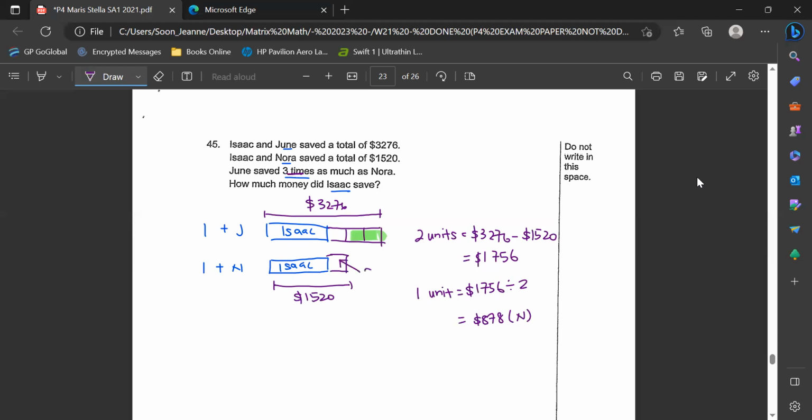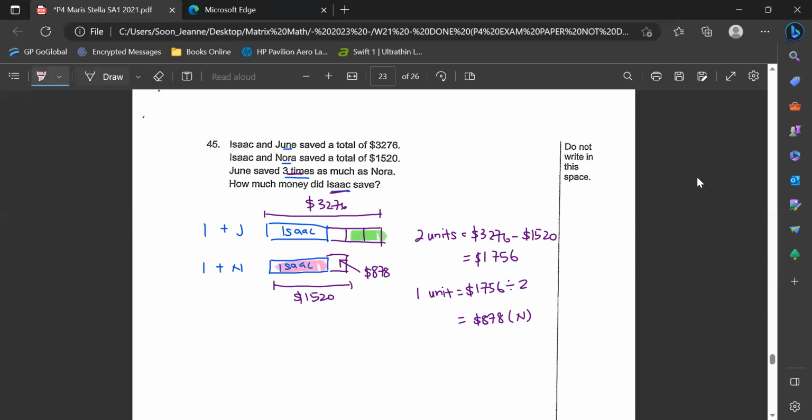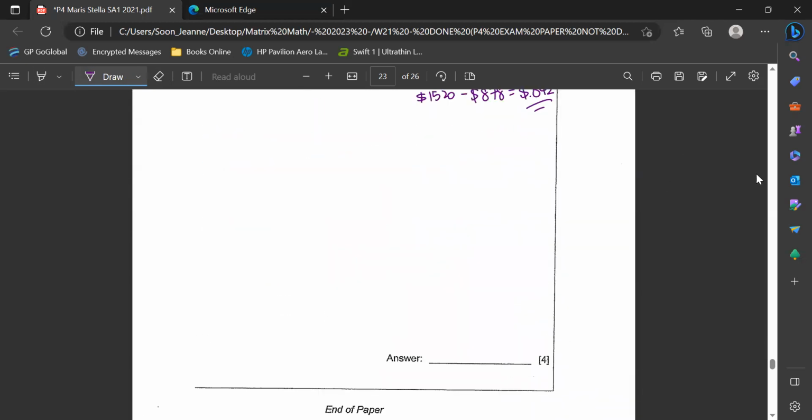In this case, I want to find Isaac. Let me highlight with another color, which is pink. I need to find Isaac. So I have to take 1520, subtract away Nora's amount, 878. This is the answer for Isaac's amount of money, $642. Okay, we're finished.